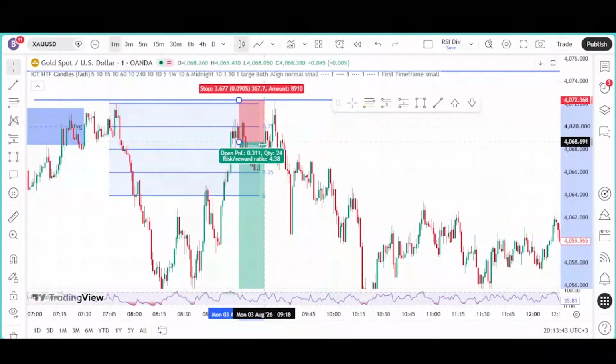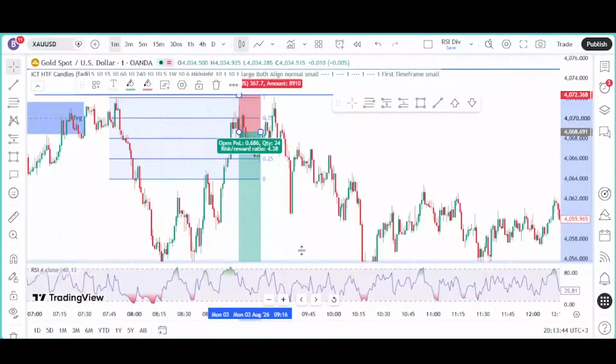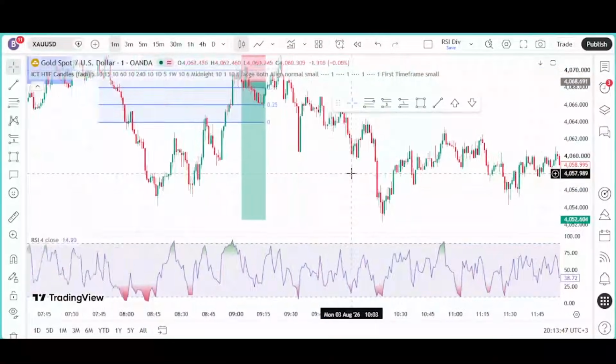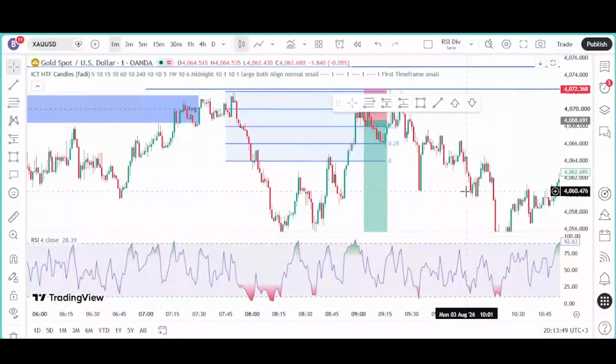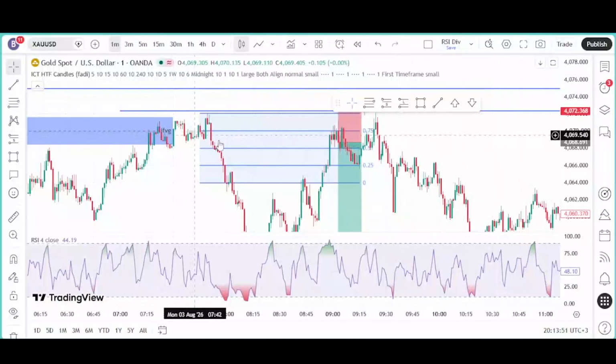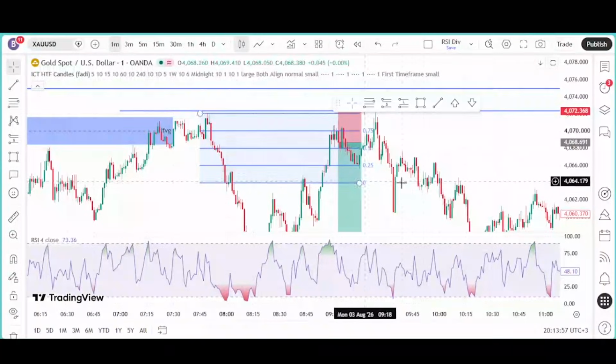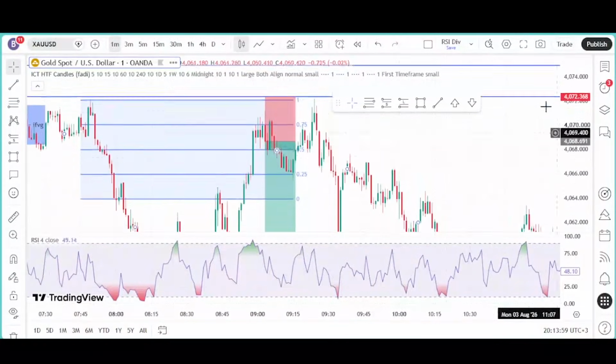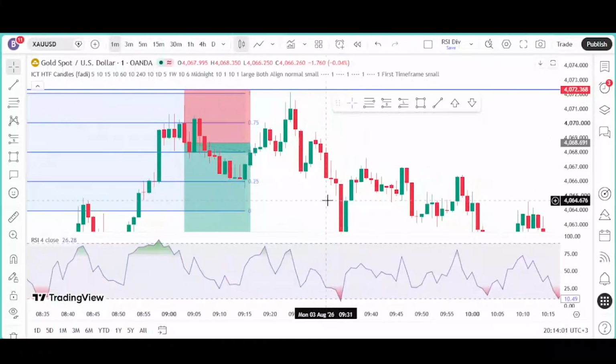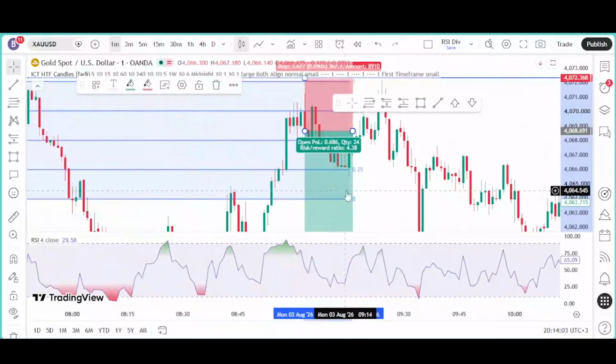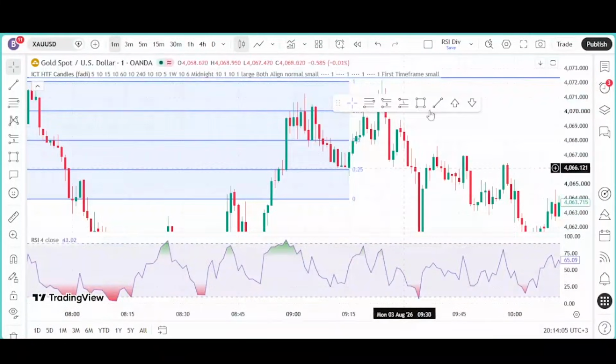And now the other confirmation that we wait for is an RSI divergence, and this RSI divergence is inside this IFVG in the premium side of this range that was given to us by the 15-minute engulfing candle, and there are two RSI divergences right here, so you can delete that.